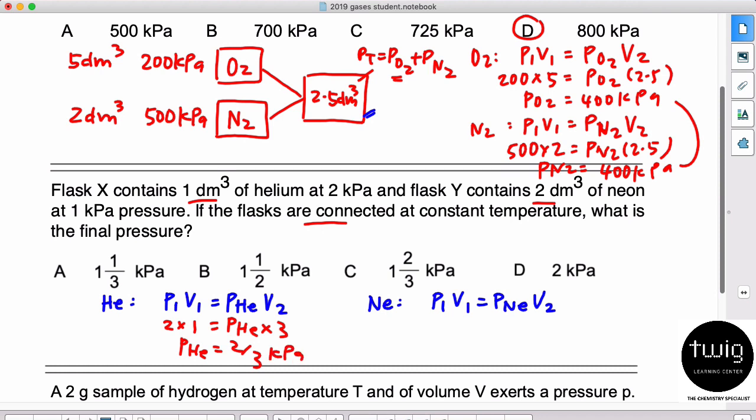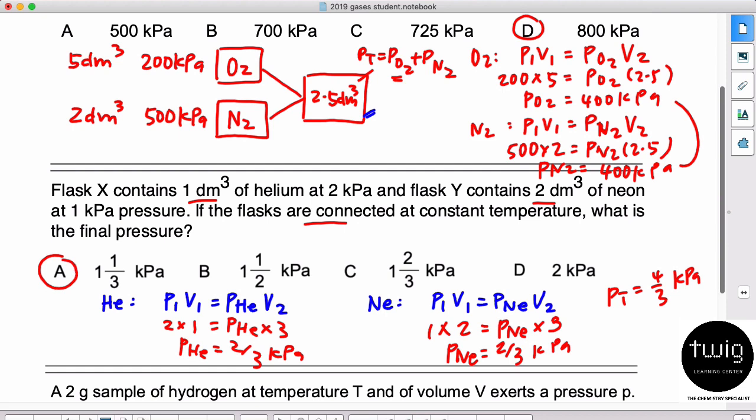So this one here, very quickly, P1 for neon. What's the pressure? Neon is 1, volume is 2. This one I don't know, but the final volume after connection is 3. So same, this one also 2/3. Add them together, total is 2/3 plus 2/3, which is 4/3. I think it's quite obvious, right? This one is A. Make sense?